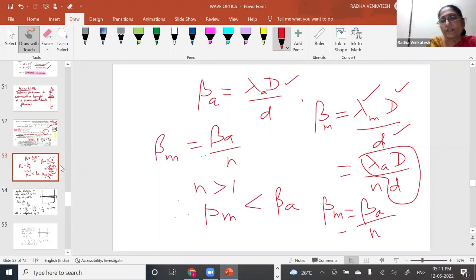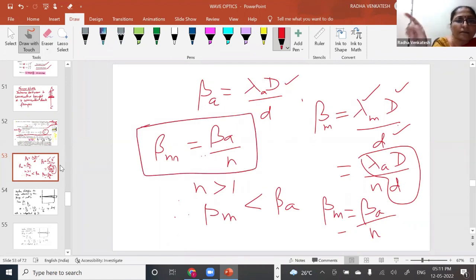The new wavelength is going to be lambda_a by n. What is this lambda_a by n? It is beta_a. So remember this formula. Very important for you. The next important concept question that you will be asked is what happens to the interference pattern?